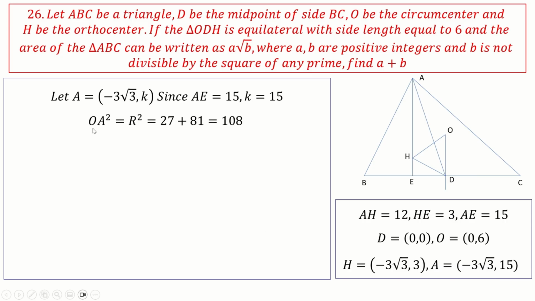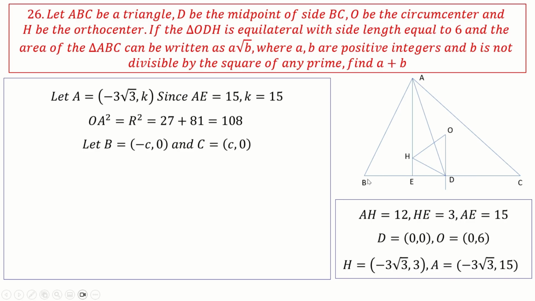Now OA square is nothing but the circumradius R square. O is (0, 6), A is (minus 3 root 3, 15). If you apply the Pythagoras theorem here, it will be 27 plus 81, which is equal to R square, so R square is 108.